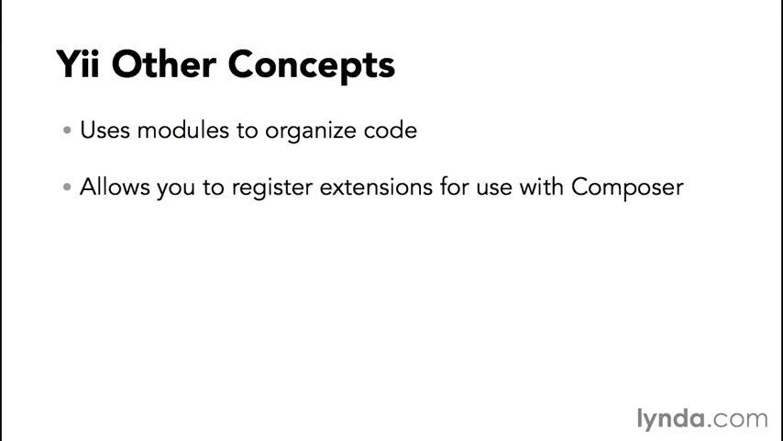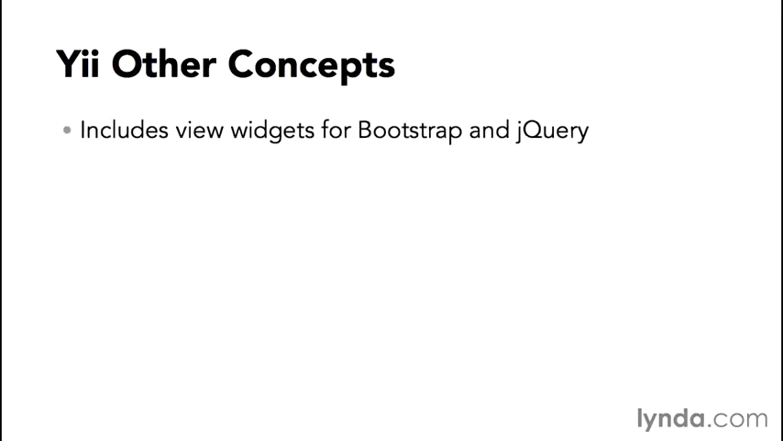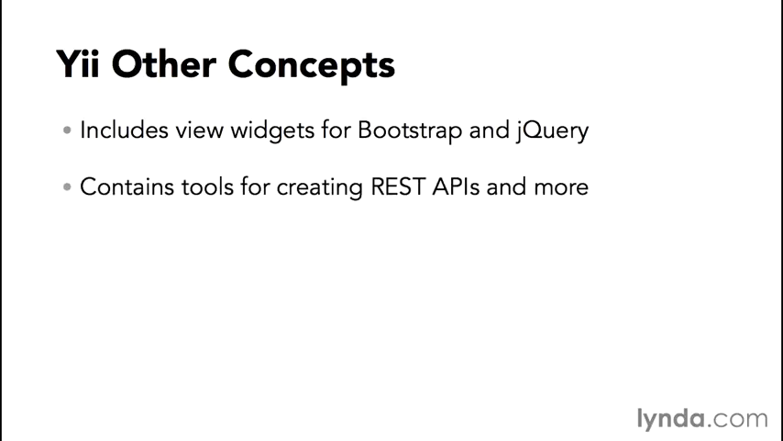Yii 2.0 supports events, so you can have things happen at different times in your application. There are also filters that allow you to do things before the controller executes. One of the nice things about Yii is the addition of these special view widgets that allow you to include specific functionality inside of your views. Included within the Yii distribution are widgets for Bootstrap and jQuery. There are also some special tools that you can use for building your own REST APIs.